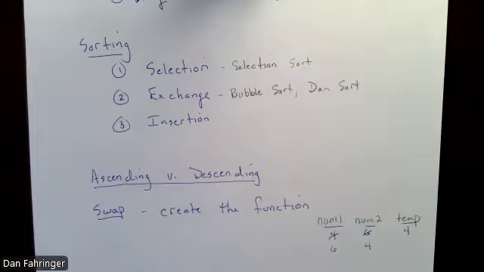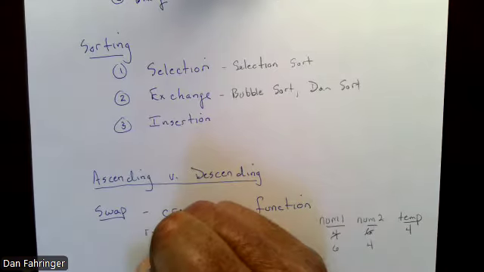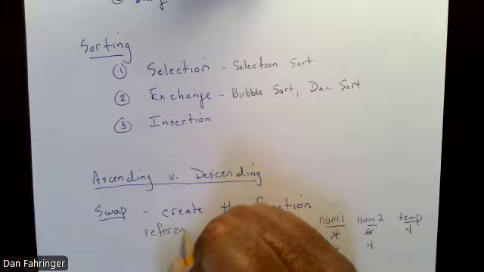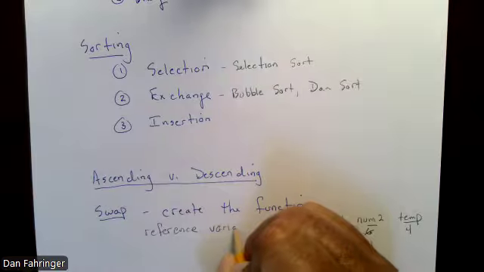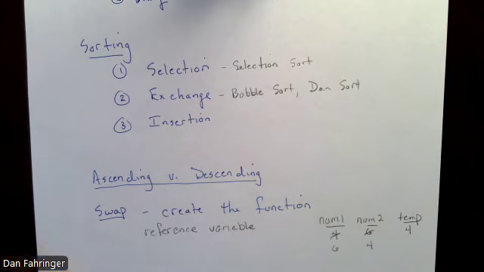Now, before we go any farther, I'm going to put you in small groups and I want you to create a function for swapping. And what's the key? A reference variable. So I'm going to put you in the groups for about 5 minutes and then I'll bring you all back. How many participants? There are 13. So we need 4 groups. Okay, see you in a couple minutes.